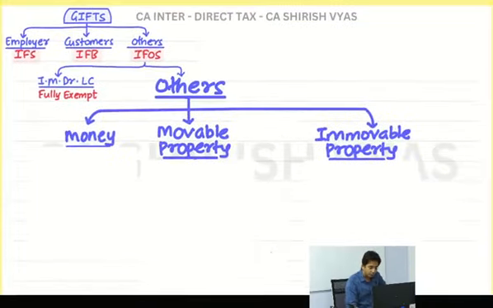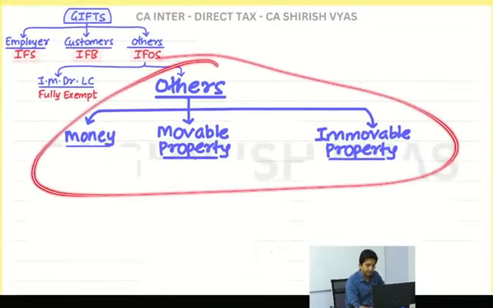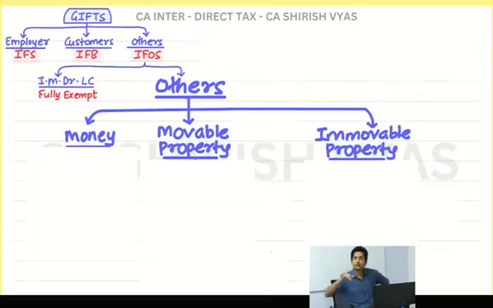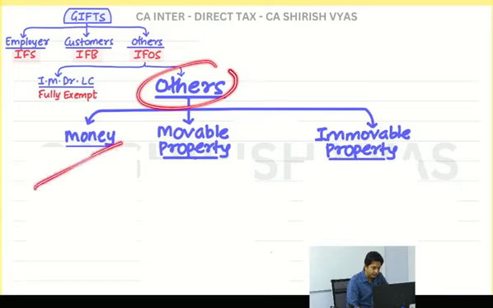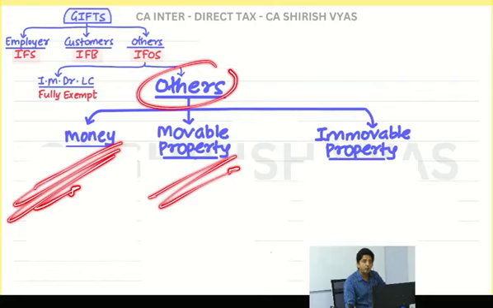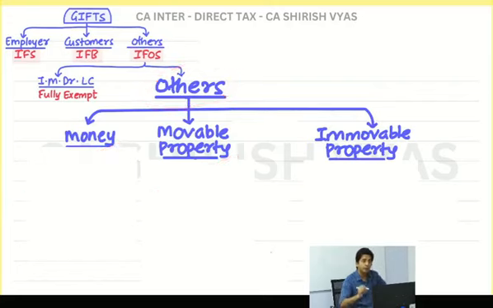Now, in others also there is a detailed study. Right now in others, what did I say? Up to 50,000 exempt, above 50,000 taxable. But now in others also there is a lot to study. Look at this: other gifts, if it is in the form of money, what to do? If it is in the form of movable property, what to do? If it is in the form of immovable property, what to do?